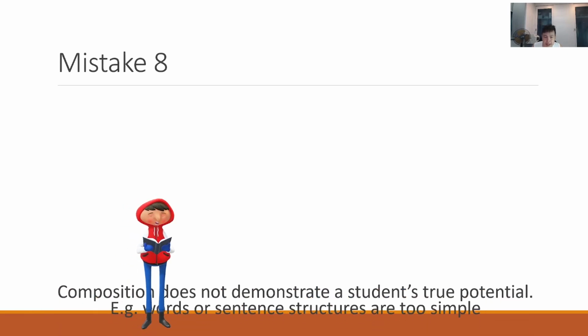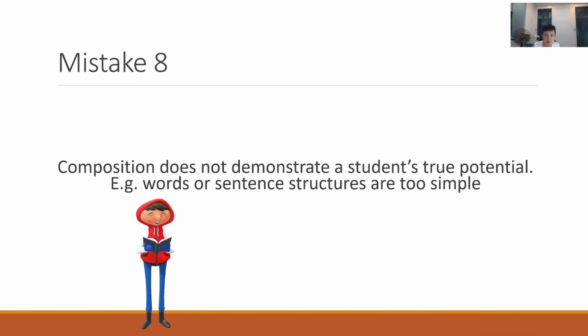And mistake number 8, the composition does not demonstrate a student's true potential, right? For example, they use words or sentence structures that are too simplistic, right? Remember, when students sit for the exams, there's nobody sitting by their side, right? Mr. Chow will not be there to remind the students that these are the words that you should use. These are the sentence structures that you can try using to demonstrate that you have a good command of these sentence structures.